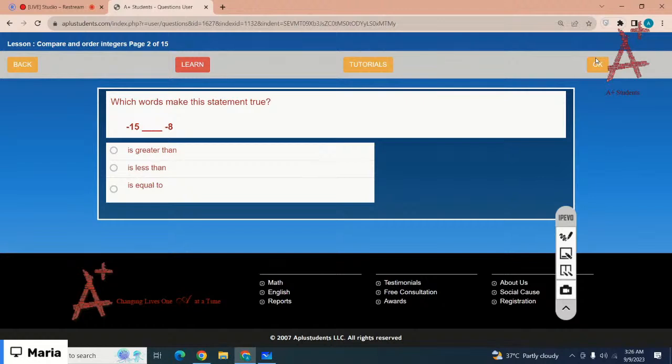Which words make the statement true? Negative 15 and negative 8. So which is the correct option? When you compare both the numbers with 0, negative 15 is farther than negative 8. So negative 15 is smaller than negative 8, right? So negative 15 is less than negative 8.